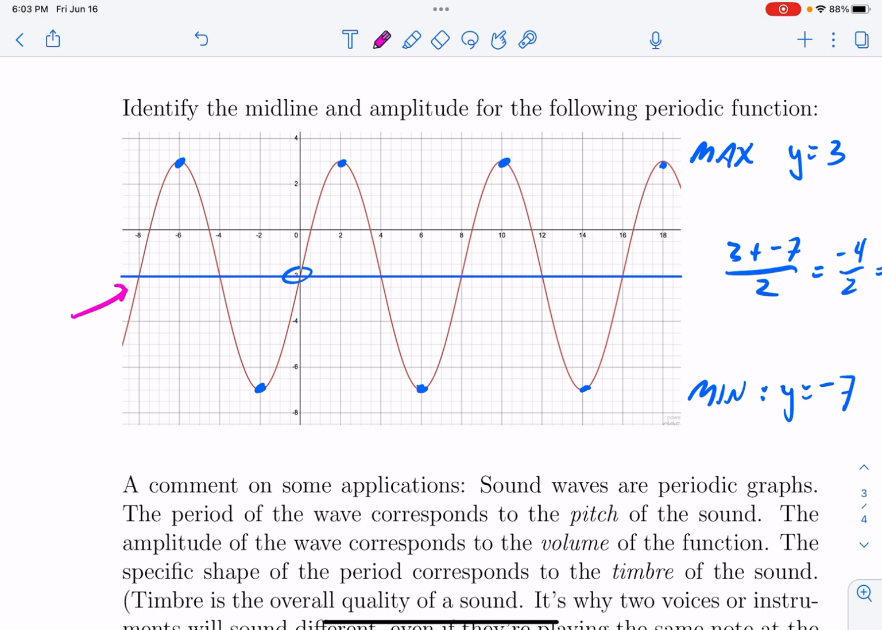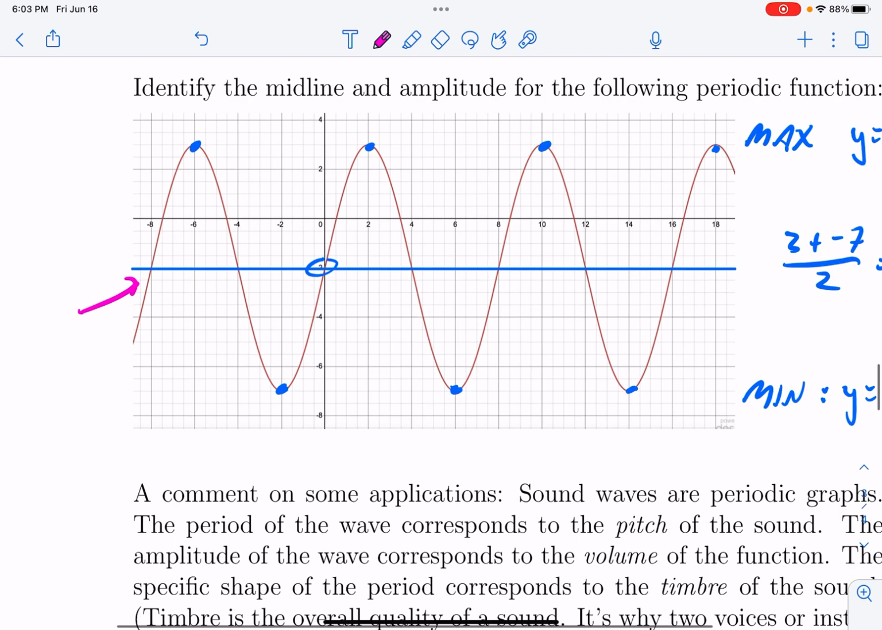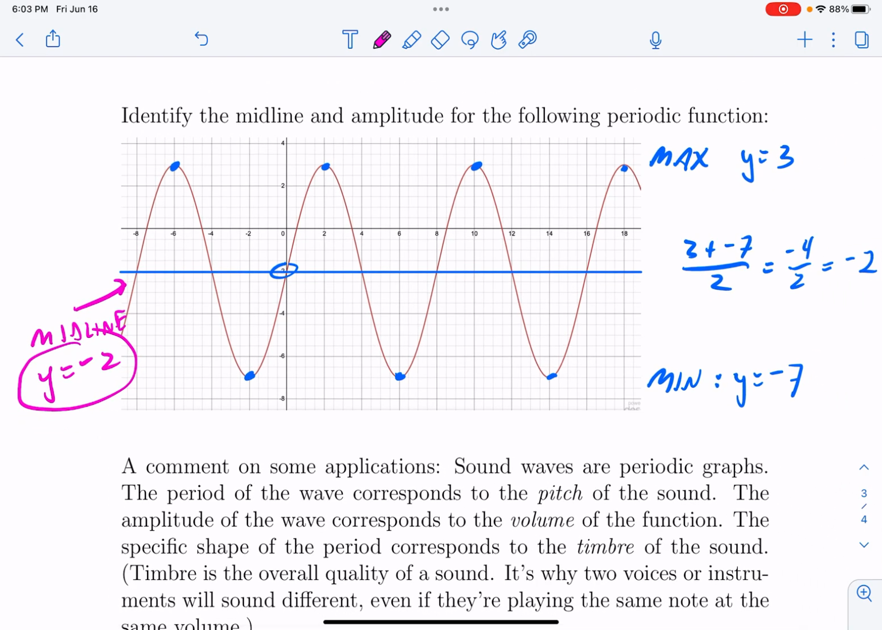Sometimes it might look a little funky, but what we have here is a line that is definitely halfway between the top and the bottom. This is our midline. So the midline is a line with the equation y equals negative 2. It's the entire line. And now the amplitude is basically measuring compared to that midline. Right? The midline is like the average value. I'm going up and down and up and down, but the average value is y equals negative 2. Compared to that average value, how far up or down do I go?